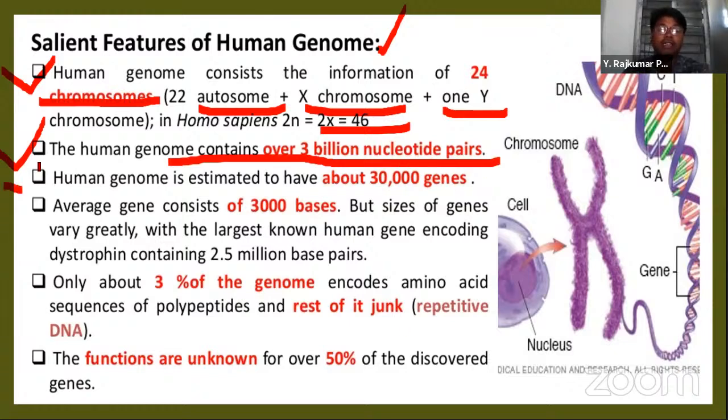Okay. Next, the human genome is estimated to have 30,000 genes. Okay. There are 30,000 genes in our body and each gene has its own function. The average gene consists of 3,000 base pairs. Now, what is meant by base pairs?